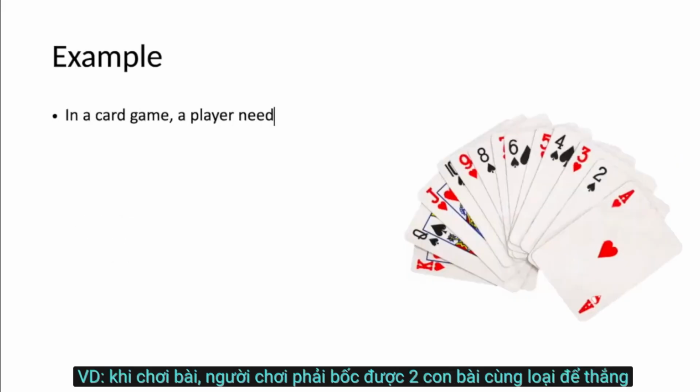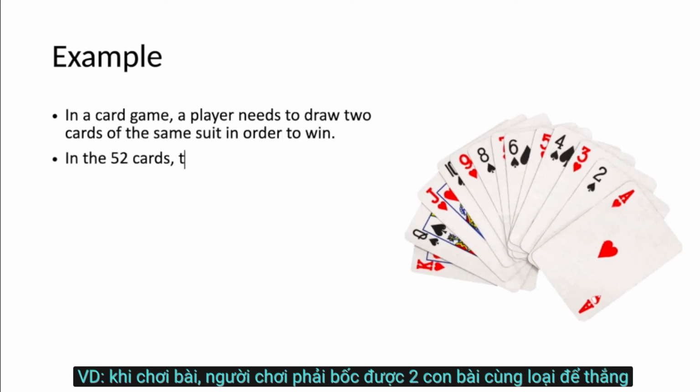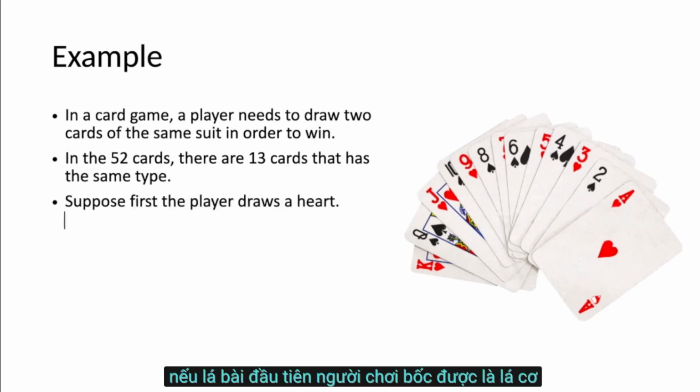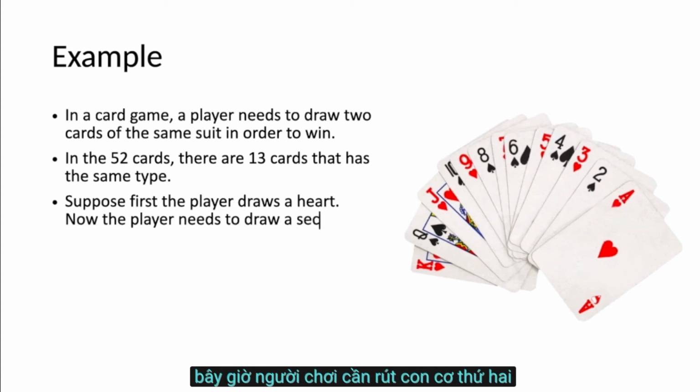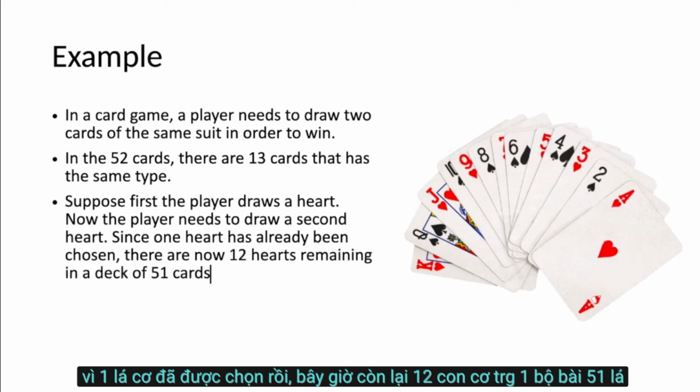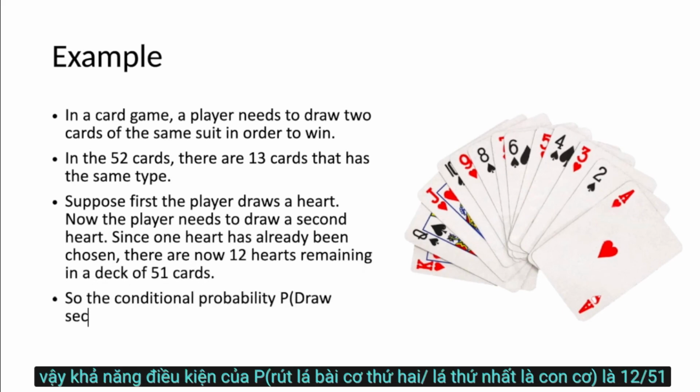For example, in a card game, a player needs to draw 2 cards of the same suit in order to win. In the 52 cards, there are 13 cards of the same suit. Suppose the player draws a heart. Now the player needs to draw a second heart. Since one heart has already been chosen, there are now 12 hearts remaining in the deck of 51 cards. So the conditional probability P(draw second heart | first card heart) is 12 over 51.